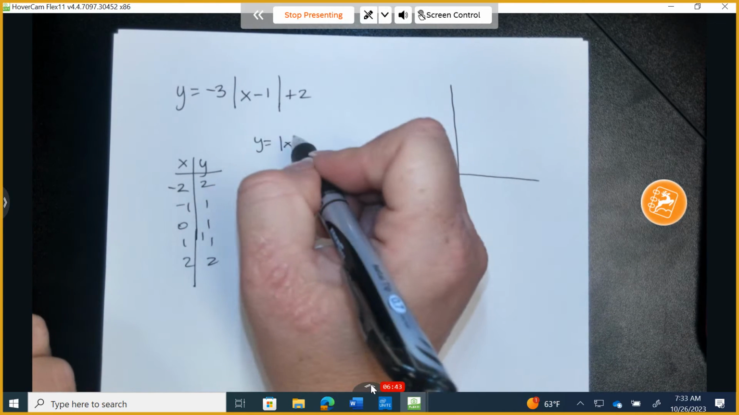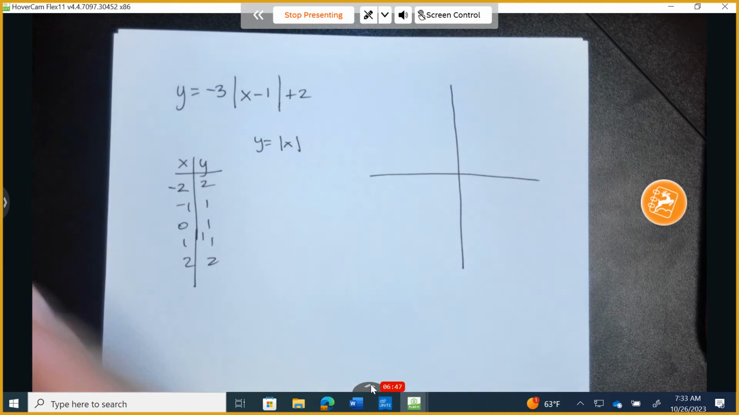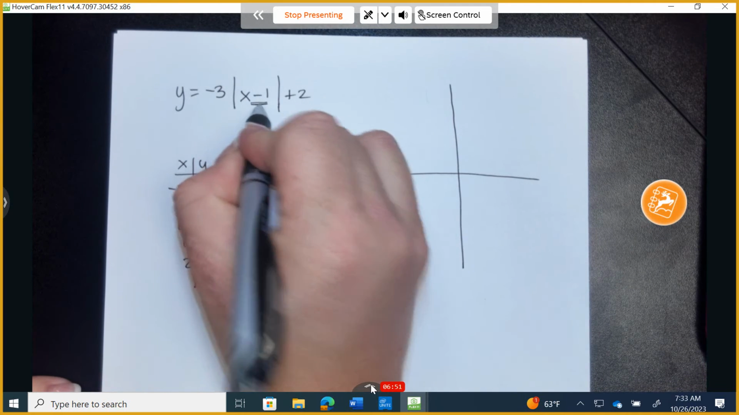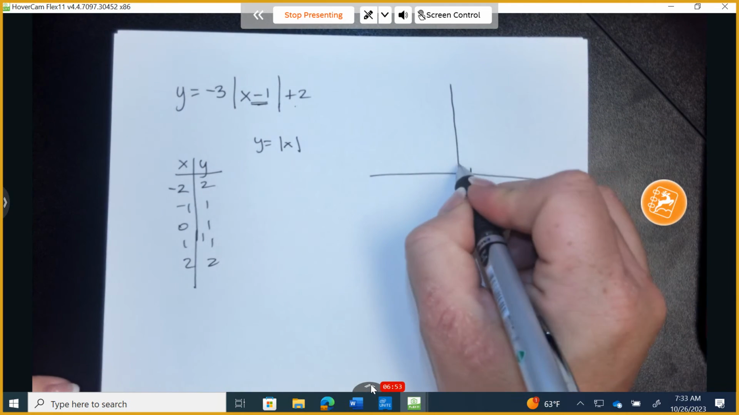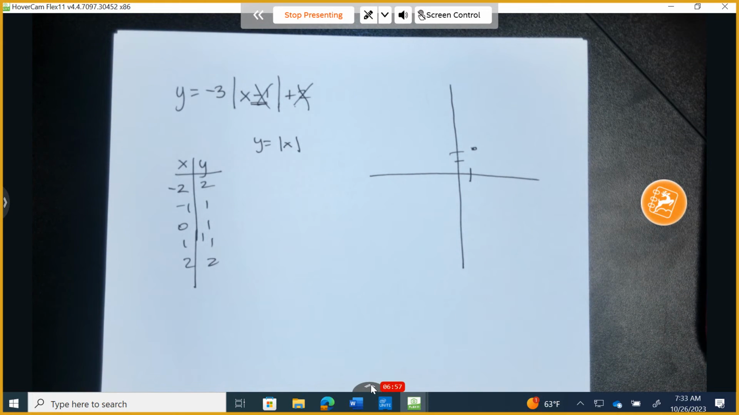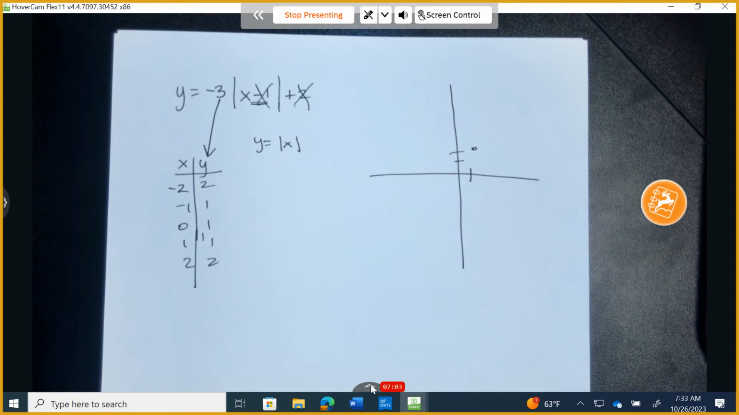Okay, now I'm going to look for where's that initial point of our V, whether the V is opening up or the V is opening down. So this says I'm going to shift to the right 1, and I'm going to go up 2. This is the V shape. Now, again, I tell kids after you use that, cross it out so it's not so confusing.